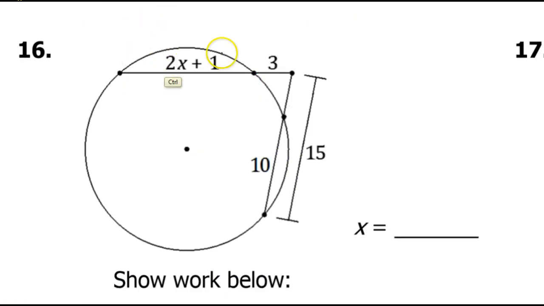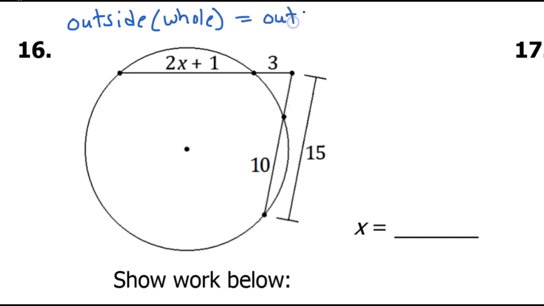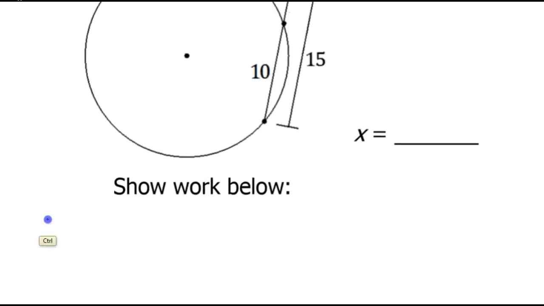Again, we have the secant segments meeting outside the circle. So the relationship again is outside times whole is equal to outside times whole. Okay, so we just need to be very careful about how we set this up, because on this problem, clearly the 3 is the outside for this segment, so that's fine. So I'll put the 3.